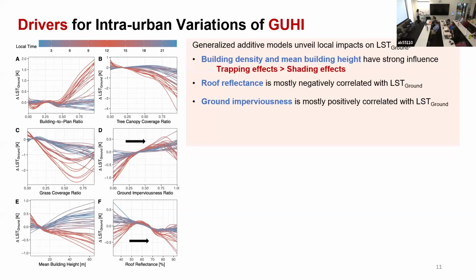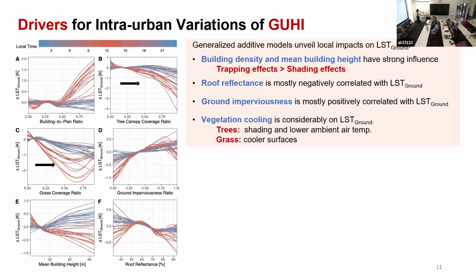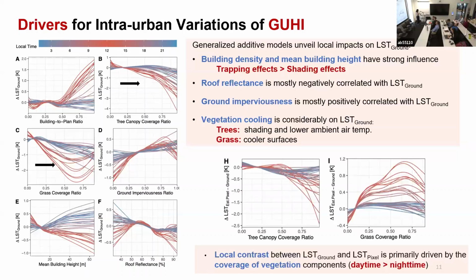So they have some impact on the ground level temperatures, and also the coverage of ground imperviousness is positively correlated with LST on the ground. That means more imperviousness generally has more exposure to sunlight so it can be warmer. Vegetation overall provides much cooling effect, particularly during the day, but process-wise, they play different roles, indirectly and directly.